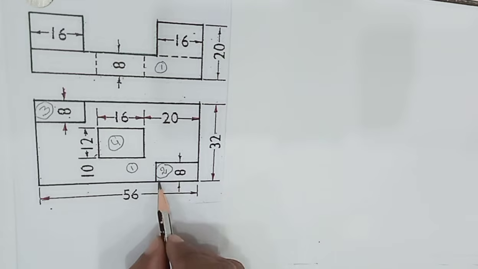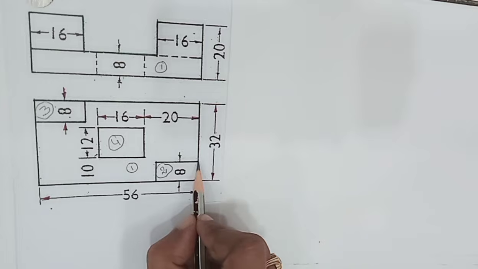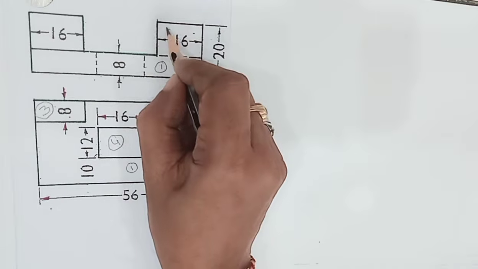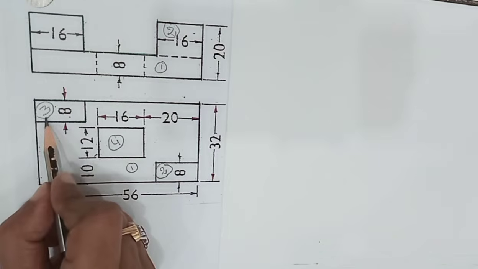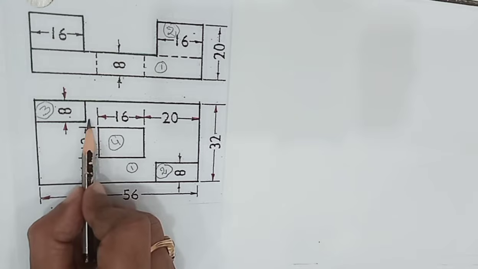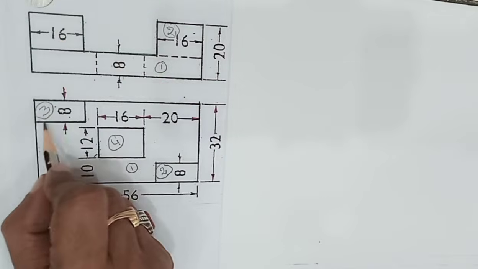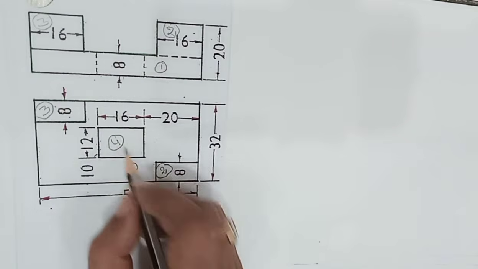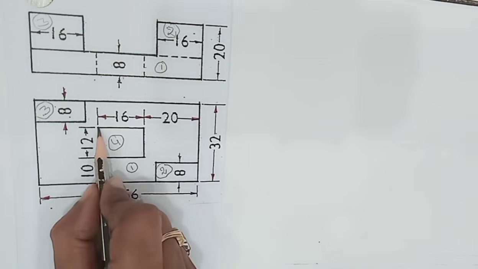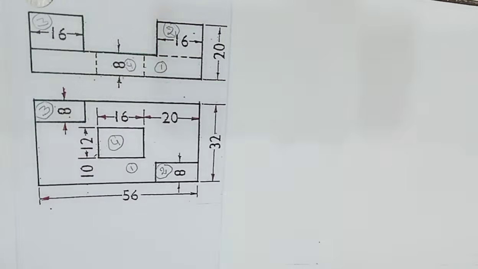Next, second part, length is 16, breadth is 8, and related information in the front view is this one. Say height is 12. Similarly, third part, length is 16, breadth is 8 and height is 12. This third part's related information in the front view is here. Next, fourth part, length is 16, breadth is 12 and depth is 8. This is the fourth part.